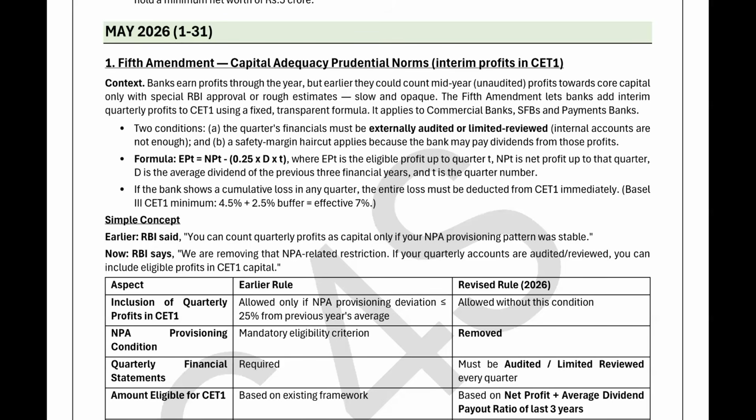So let's start with May 2026, that is 1st to 31st. I'm going to discuss it now. The first circular news is the Fifth Amendment, capital adequacy prudential norms. Look, I'm not going to teach capital adequacy again.